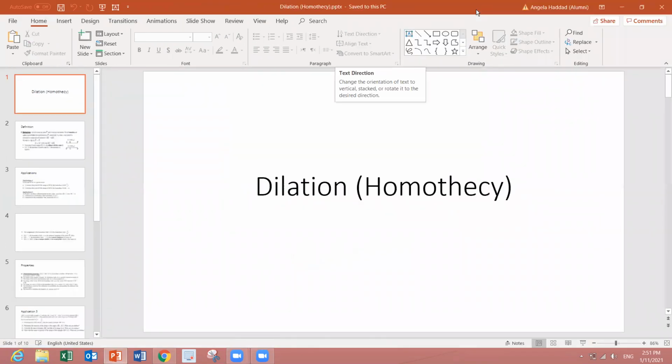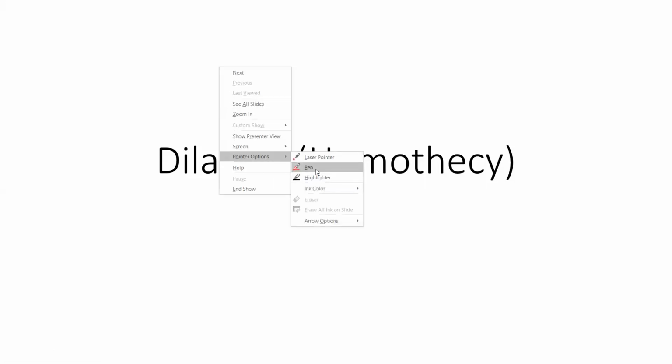Okay. Today we are going to start with the third type of transformation, which is dilation, or homotopy. Dilation or homotopy. It seems hard. No, but it is easier than rotation. You will get used to them later. Okay.